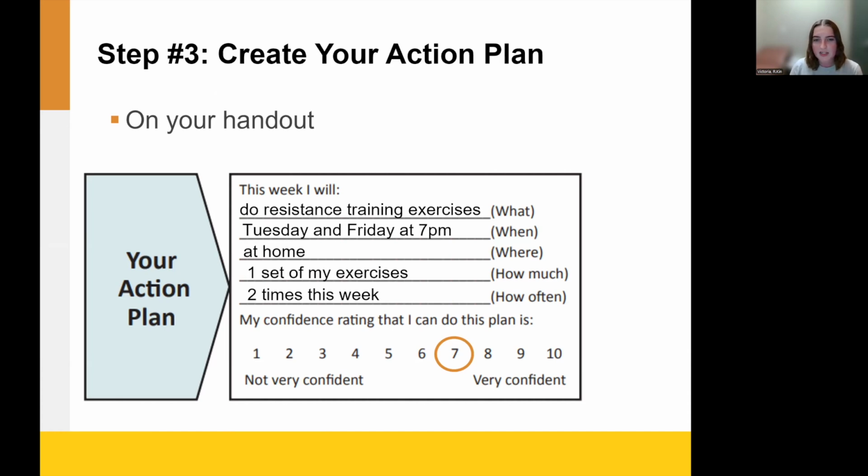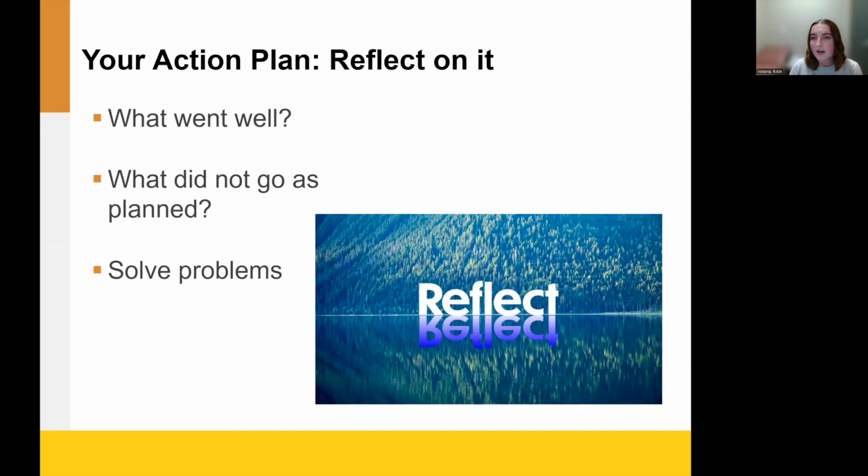So, by reflecting on what did not go as planned, I can try to solve problems for next time and prevent this from happening. So, if I'm too tired Fridays at 7 p.m. after the work week, maybe I try to do my exercise at 6 or 7 in the morning, or maybe Friday is one of the rest days that I have, right? And instead, I make sure I'm exercising Thursday and Saturday, for example. So asking yourself what went well, what did not go as planned, allows you to look at how you're doing, monitor your progress, and then solve problems as needed.